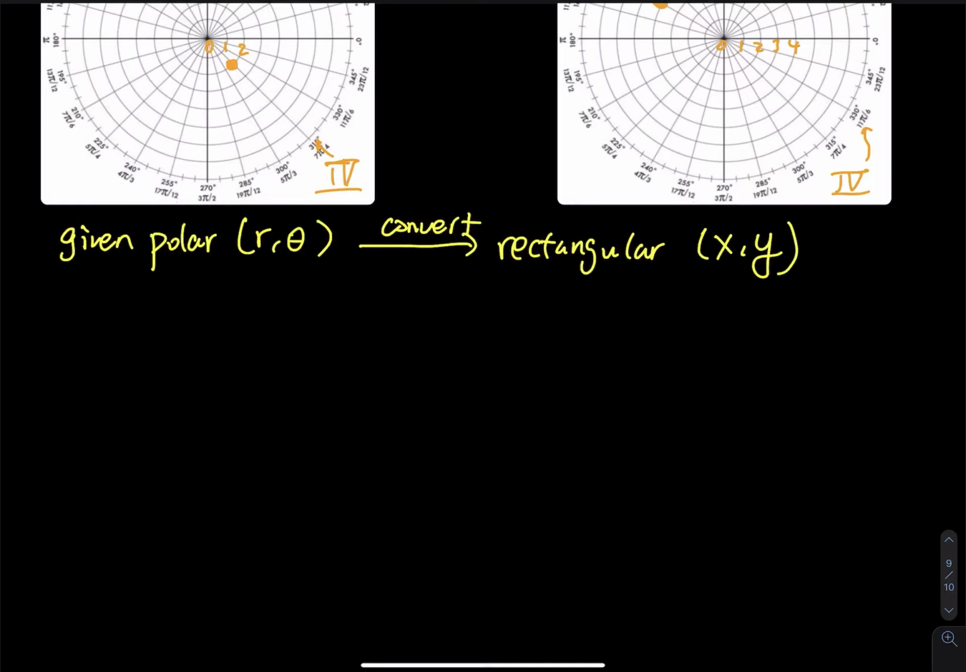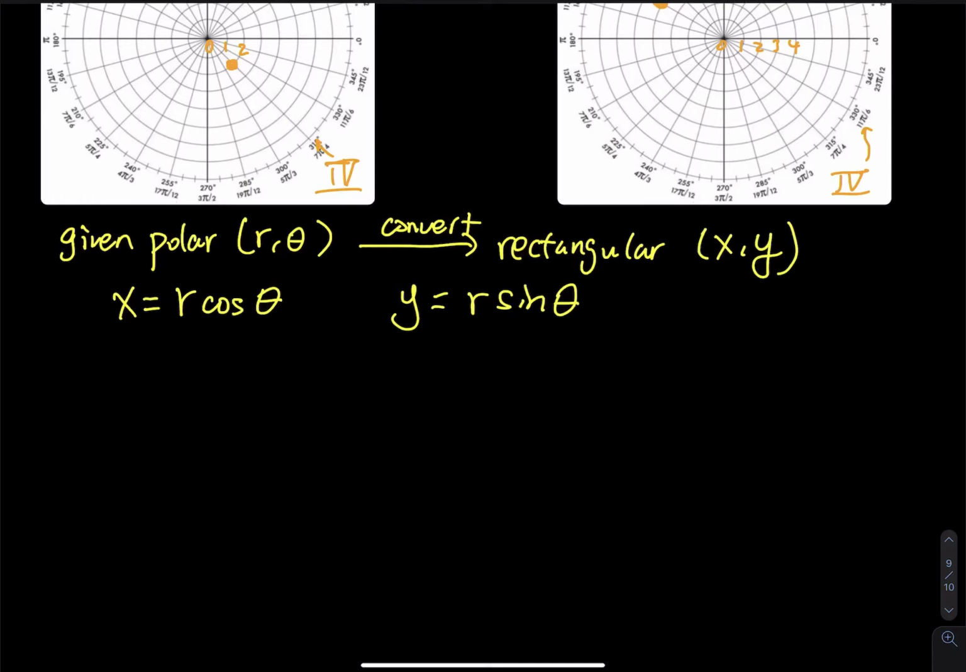We already covered the formula in the previous problem. So you have r and theta. In a rectangular, you have x equals r times cosine of theta. The y equals r times sine of theta. We already went over how to get these formulas in the previous videos. You can go check that out.